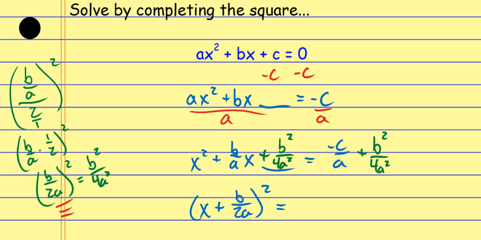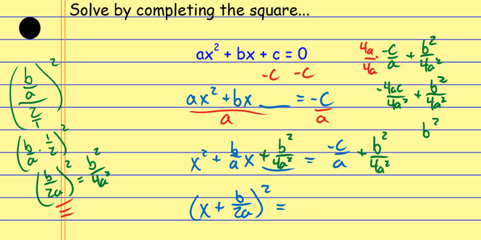On the other side, however, I have to add these things together, so I need common denominators. So let me take that off to the side. Since one of the denominators is a 4a squared and the other one's just an a, I got to turn that a into a 4a squared, so I'm going to multiply it by 4a over 4a. Ready? I'm just getting common denominators, and so that gives me negative 4ac over 4a squared plus b squared over 4a squared. And if I combine those into one fraction, I'm going to rewrite it as b squared minus 4ac over 4a squared. Okay? So I'm just kind of combining those two fractions, and it gives me this.